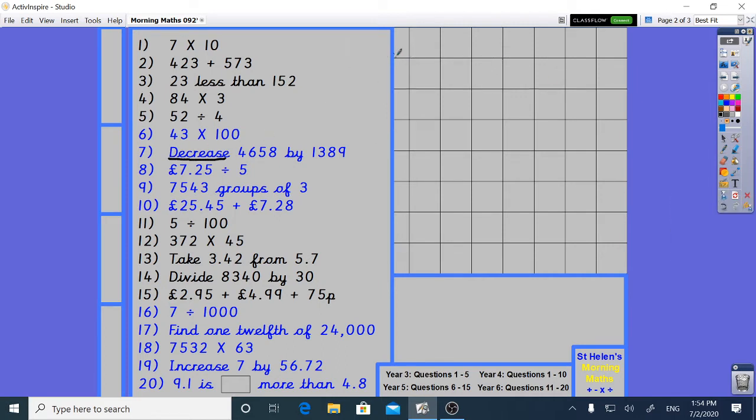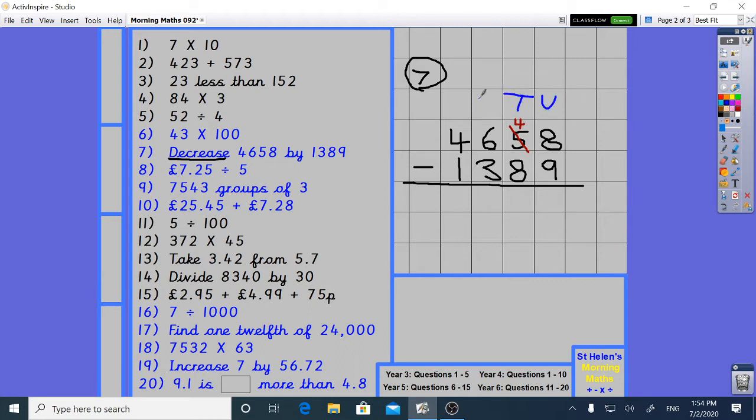Question 7. Decrease means make things go down, which is a minus. Decrease is going down. 4,658 minus 1,389. Biggest number on the top in takeaways, or it won't work. 8 take away 9, that doesn't work either. 8 needs some help. Get some help from the 4. Suddenly I feel like putting my hats on. To say that 5 tens goes down to 4 tens. One of those tens comes over here. A 10 and an 8 is 18. Now we can do 18 take away 9. It is 9. 4 take away 8, we can't do that either.